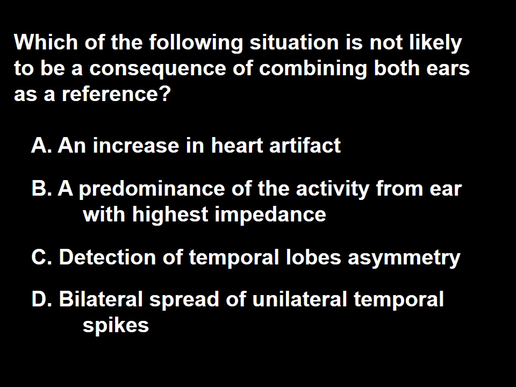Next question. Which of the following is not likely to be a consequence of combining both ears as a reference? A. An increase in heart artifacts. B. A predominance of the activity from the ear with highest impedance. C. Detection of a temporal lobe asymmetry. D. Bilateral spread of unilateral temporal spikes.